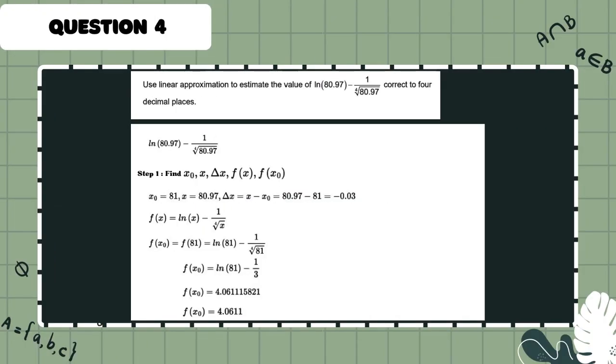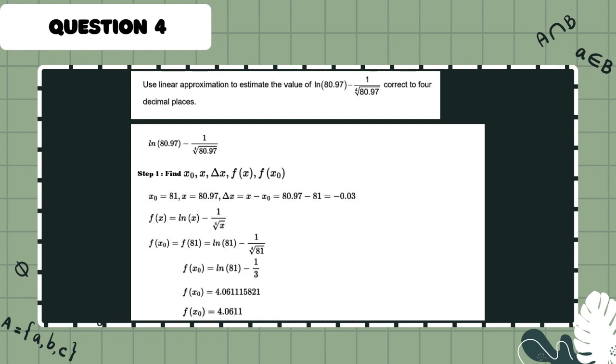Question 4. We are asked to use linear approximation to estimate the value of ln of 80.97 minus 1 over the fourth root of 80.97. For step 1, we first choose a reference value x naught that is close and easy to work with. So we take x naught as 81. Then we look at the actual value given in the question, which is x equals 80.97. This makes delta x equal to x minus x naught, which is negative 0.03.